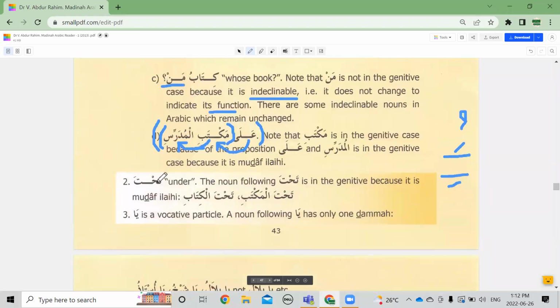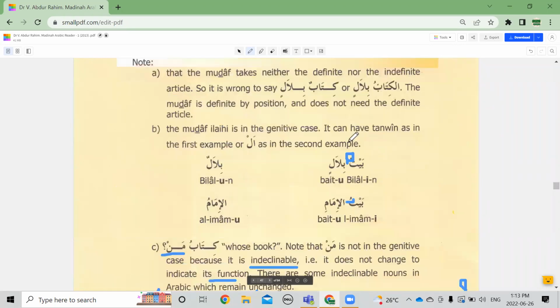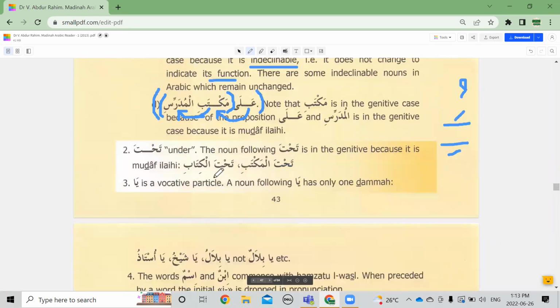Then after that, we have the word tahta. Tahta means under, and tahta is a special mudaf. What does this mean? That the word after tahta will also be the mudaf ilayh. Tahta al-maktabi, tahta al-kitabi. Even though this is not like a normal possession, like kitabu Bilal, book of Bilal, it is a special mudaf. So tahta acts as a mudaf, and it makes the next word mudaf ilayh. When we say tahta al-kitabi, it will make it majroor. Tahta al-maktabi will also be majroor.